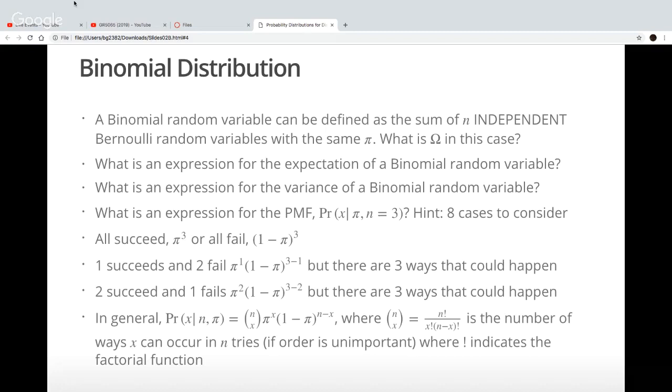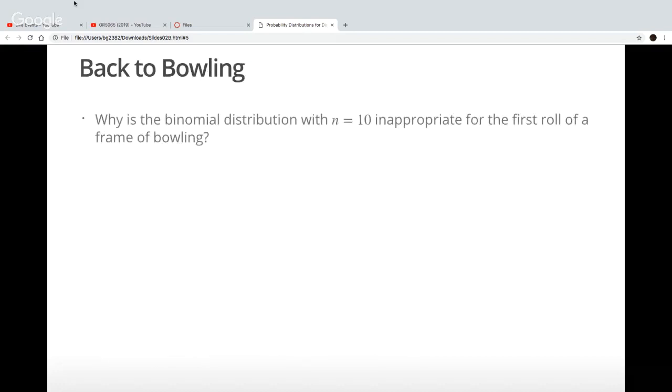Other questions? Okay. So back to bowling. One might try to use the binomial distribution for the first roll of a frame of bowling where n is 10. But why would that be completely inappropriate?